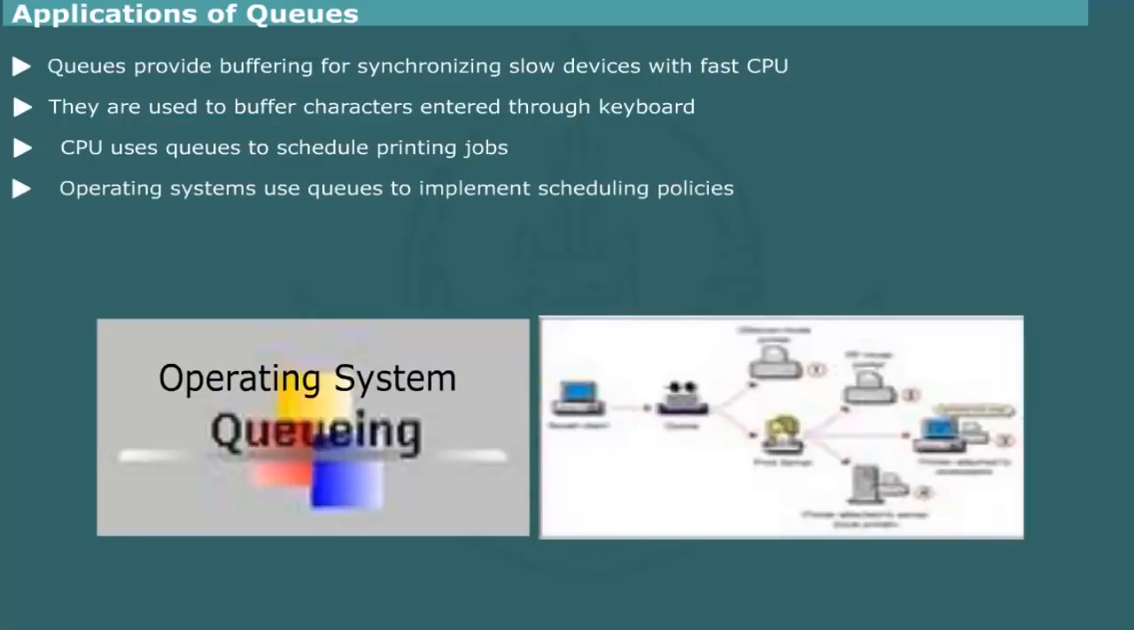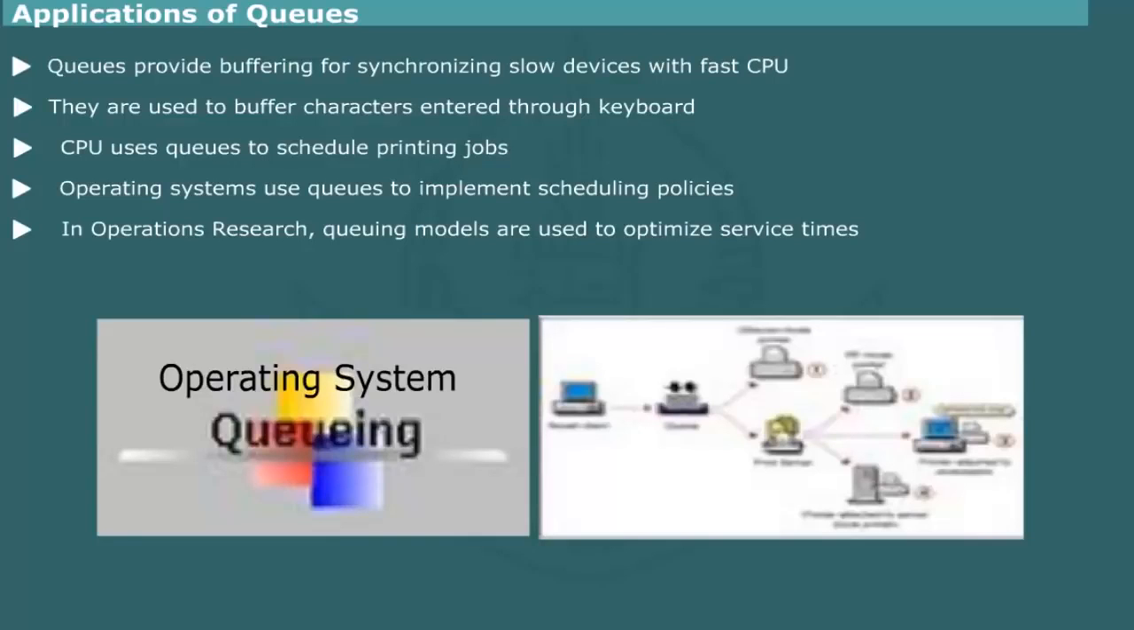Queues are frequently used by operating systems for sequencing and scheduling of events, messages, processes, and subtasks in time-sharing environment. In operation research, queuing models are used to analyze and optimize the service times by minimizing the waiting time and reducing service cost.